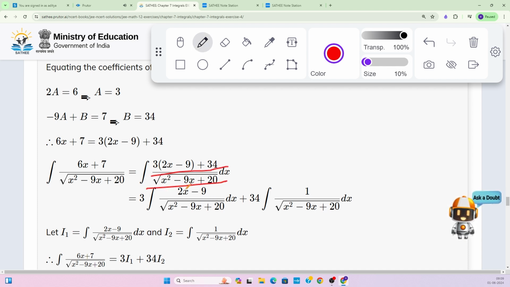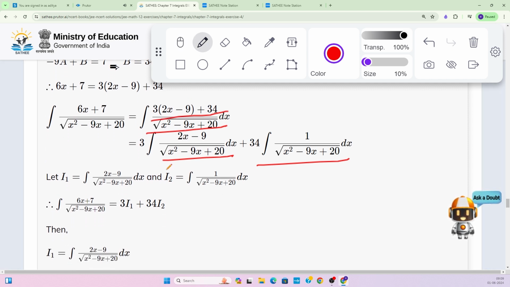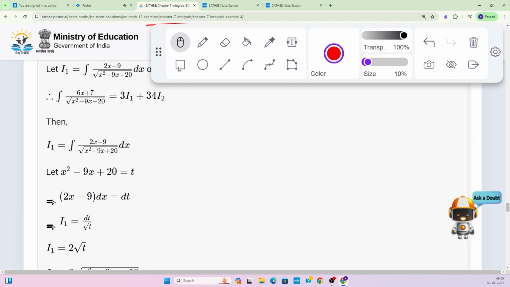Now separate them, you will get one part as this, another part as this. Taking this thing as t, you can directly replace your numerator. So let's see. Take this equal to t. Now dt is equal to 2x minus 9 dx. This means I1, or this integration we are calling I1, will be the integral of dt by root t.